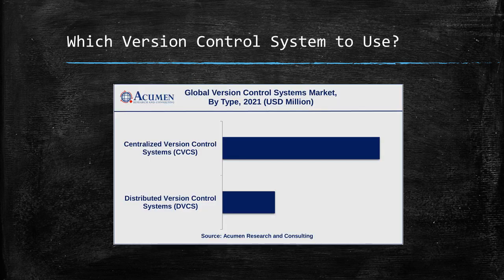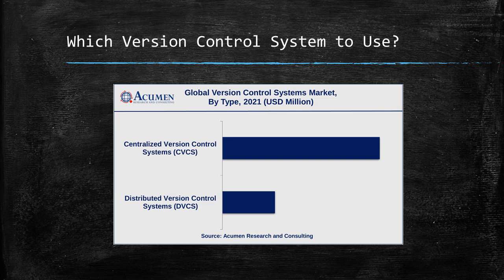Now the question is which version control system we should choose from the two options available. As per the Acumen research and consulting data, centralized version control still leads over distributed version control in the market share. Centralized version control, CVC, is a type of version control system in which there is a central repository that contains all versions of a project's source code.